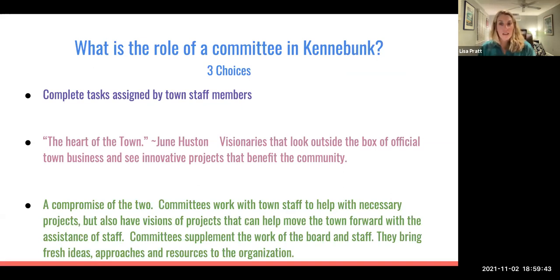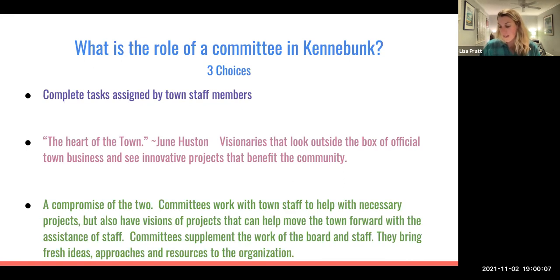Committees work with town staff to help necessary projects, but also have visions of projects that can help move the town forward with the assistance of that staff. Committees supplement the work of the board and staff. They bring fresh ideas, approaches, and resources to the organization. So I will share here that my belief is that it's a compromise.